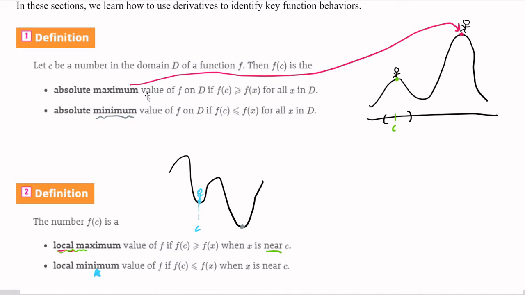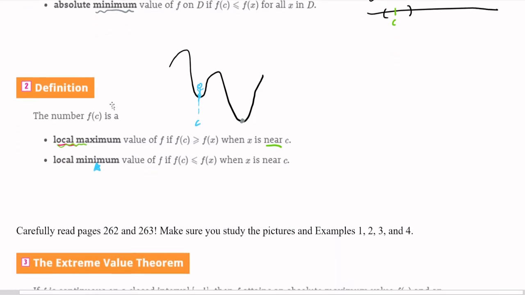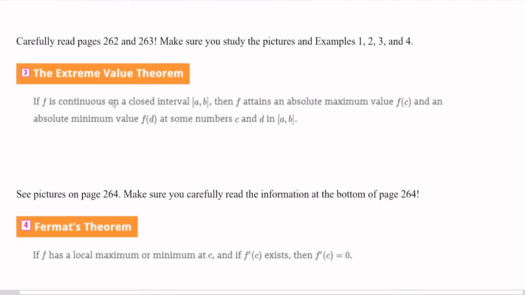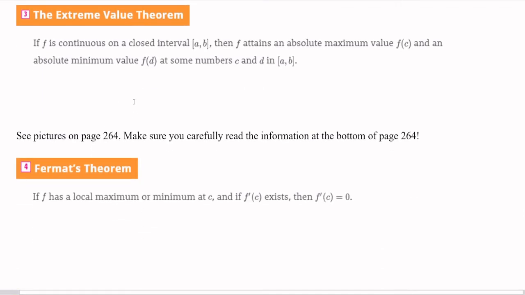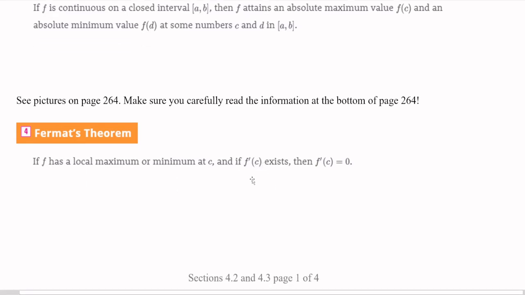So why am I going way too long about these things? Well, it just so happens, right, there's two big theorems here. We're going to start with Fermat's theorem, just because I think it's the first thing you might think about. If a function has a local max or min at C, and if the derivative exists, we'll talk about this a little bit, then the derivative has to be 0.